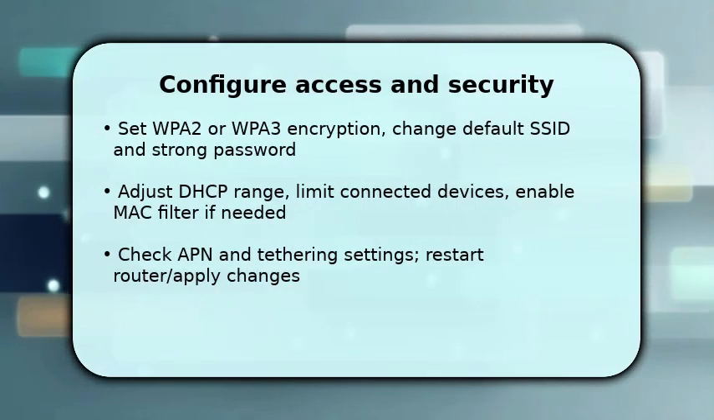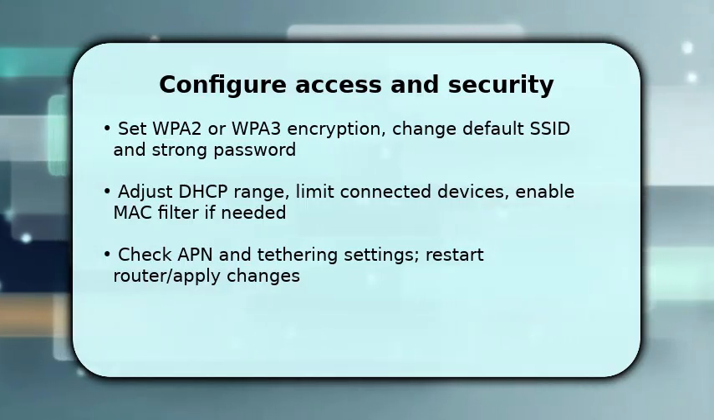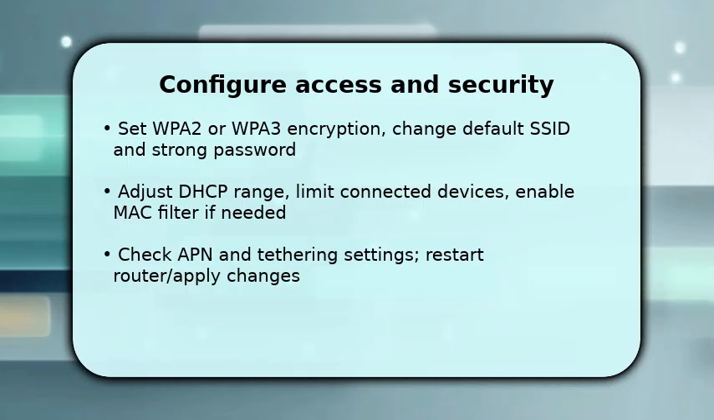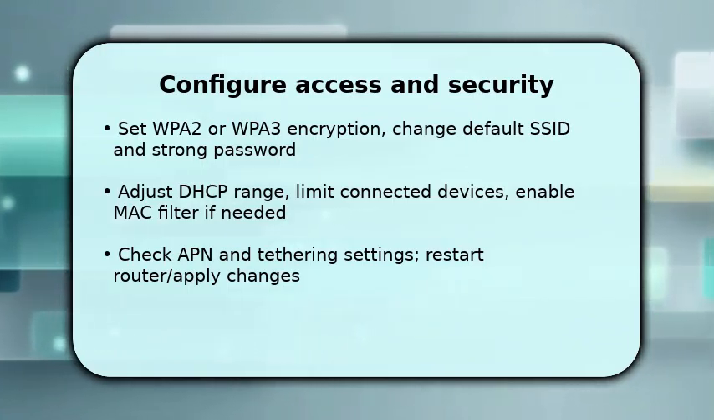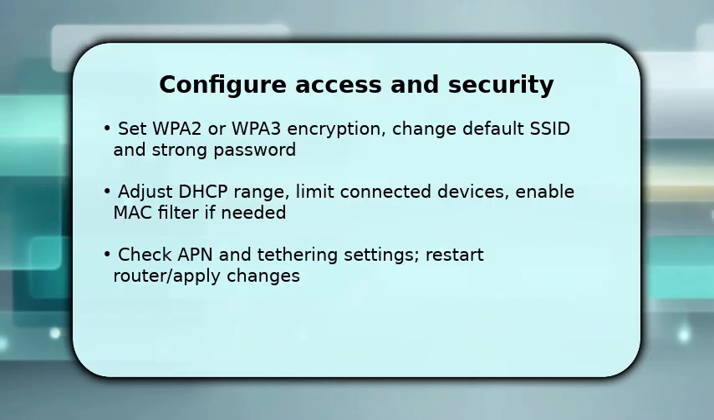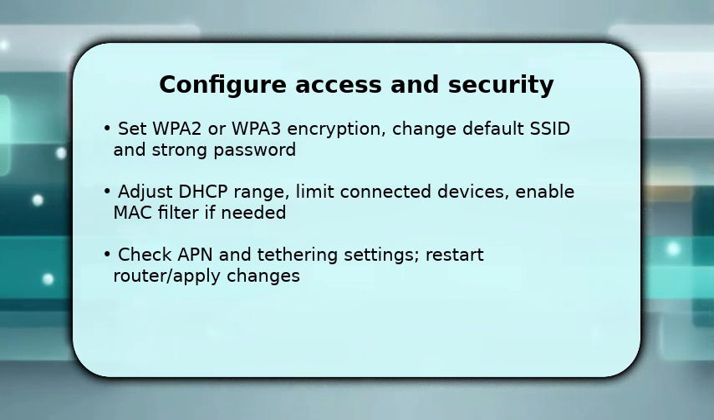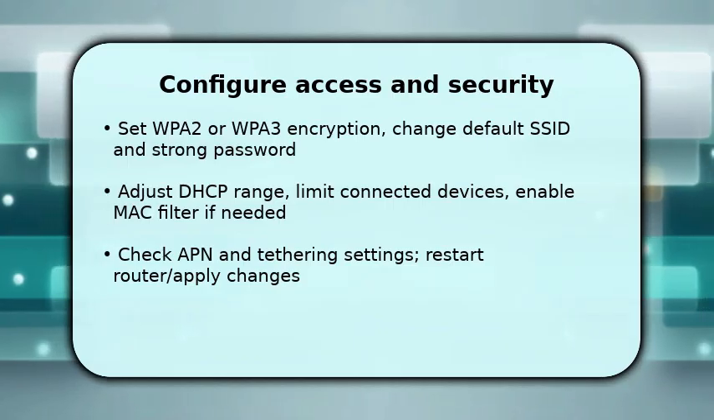You now lock the network to prevent unwanted use by configuring encryption and credentials. Change the default SSID to something recognizable, then set a strong password using letters, numbers, and symbols. Once done, open the portable Wi-Fi or hotspot admin page to set WPA2 or WPA3 and reduce the DHCP pool if you want fewer concurrent clients. Make sure tethering and APN settings match SoftBank's recommended values. Then apply and restart the device so all changes take effect.